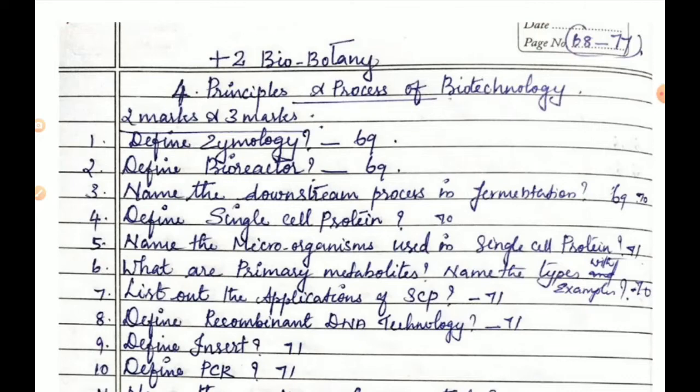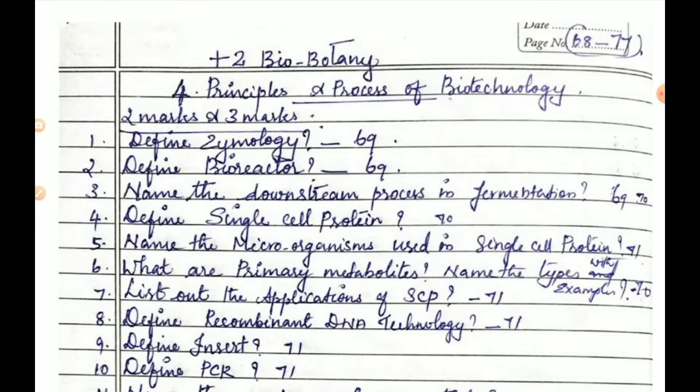Next question, name the microorganisms used in single cell protein. The answer is on page number 71. The microorganisms used in single cell protein are bacteria: Methylophilus, Methylotrophus, Cellulomonas, Alcaligenes. Fungi: Agaricus campestris, Saccharomyces cerevisiae, Candida utilis. Algae: Spirulina, Chlorella, Chlamydomonas.